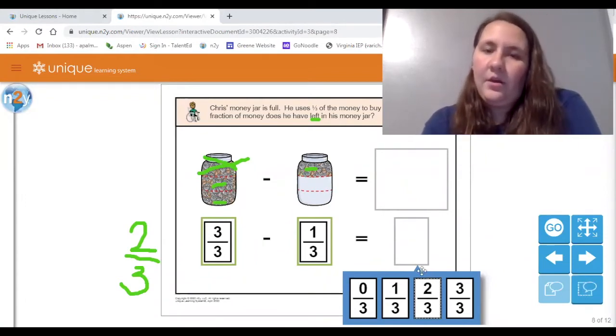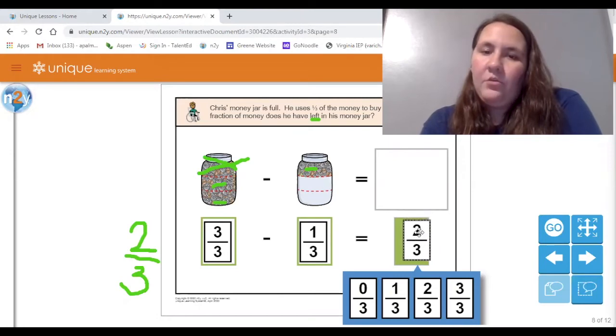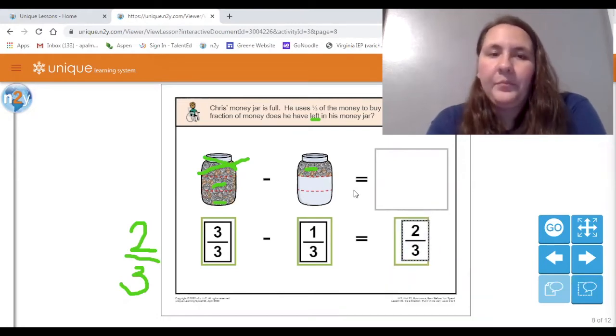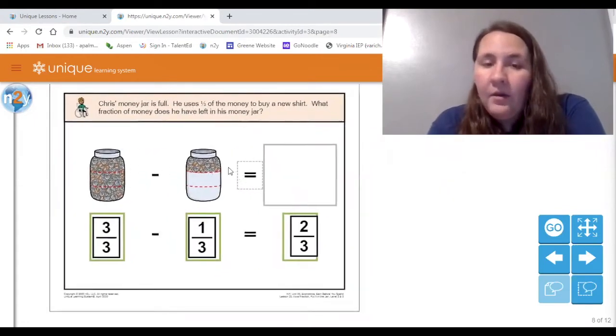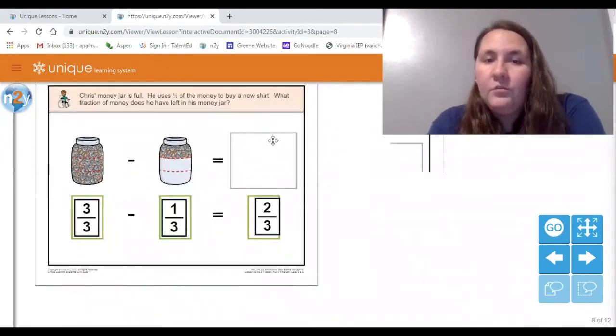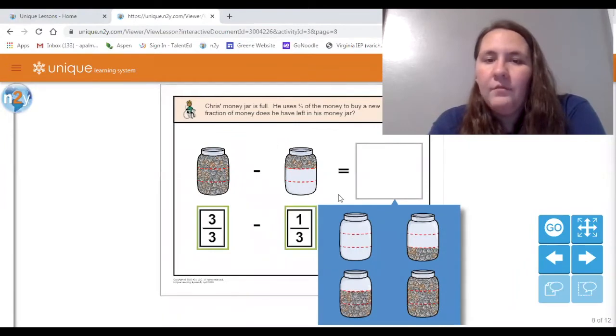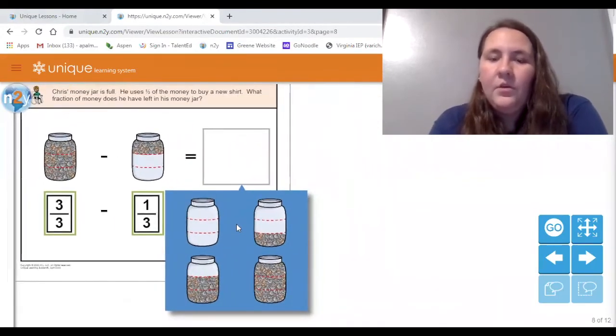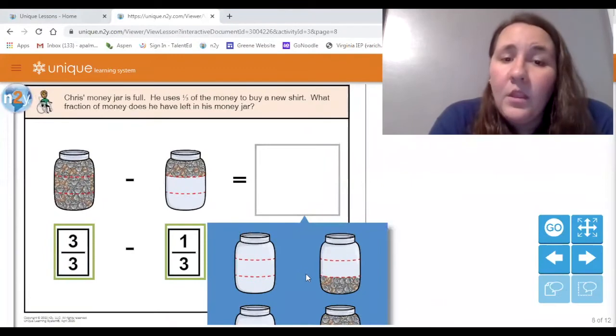Good job. Great job. 2/3. Okay. I'm going to delete all my drawings, and I want you now to look at your fraction here, 2/3. And of course it covered it up, so let me move this over. You're looking for the number.